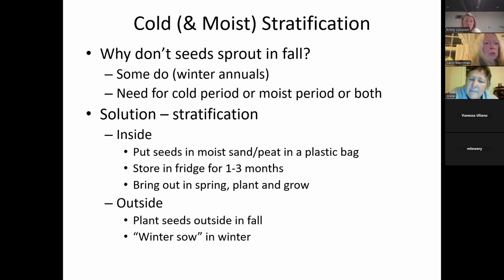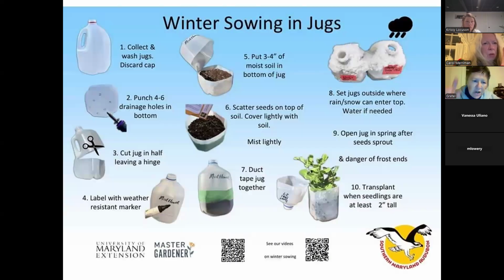Another way of doing it is planting the seeds outside in fall in the ground, or doing this winter sow thing, which has been described beautifully by the University of Maryland Extension. You take a jug, any kind of a container that's transparent or translucent. It needs to have a hole in the top, and you're going to punch drainage holes in the bottom. If you're using a jug like that, you cut it in half, leaving a hinge, and you label it if you care.